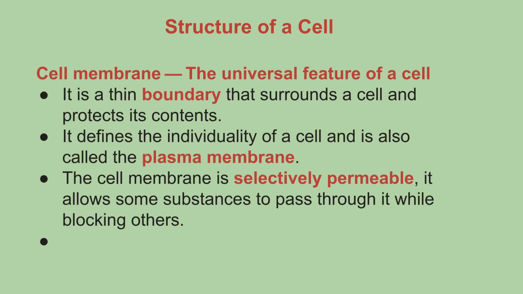Let's examine the structure of a cell, starting with the cell membrane, also known as the plasma membrane. This universal feature of a cell is a thin boundary that protects the contents and defines the cell's individuality. Importantly, it is selectively permeable, allowing some substances to pass through while blocking others.